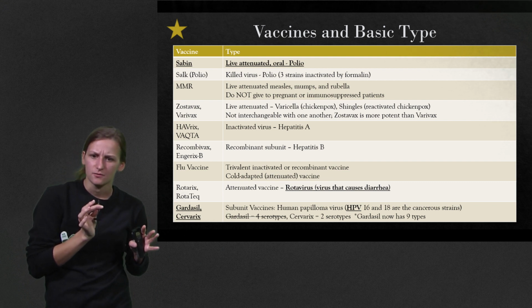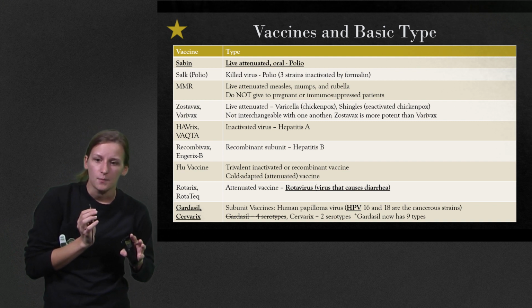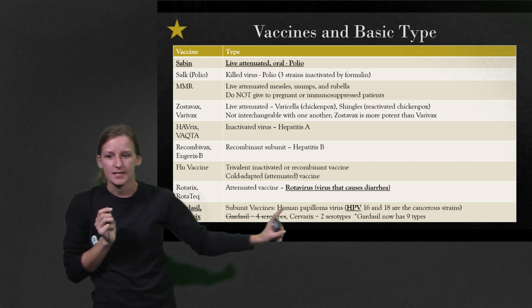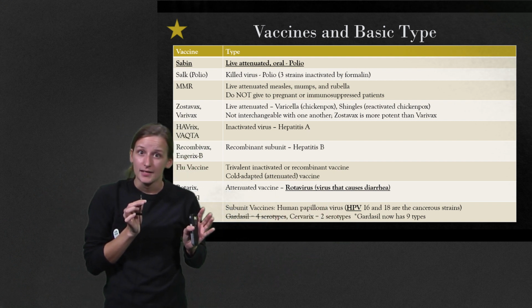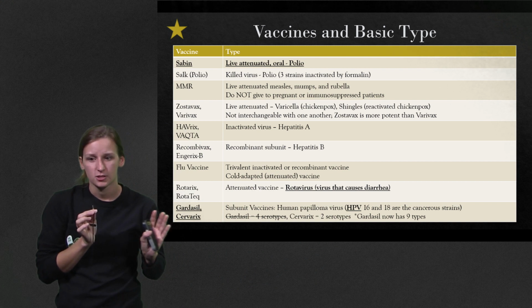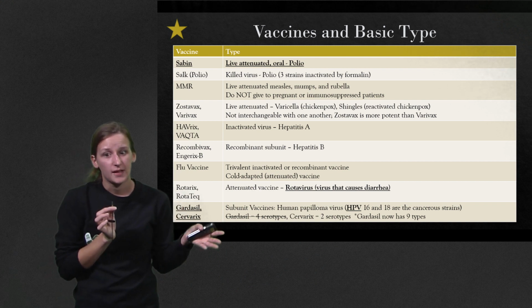Dr. Hodge hasn't really, well, I don't know if she updated her slides, I need to check back again, but Gardasil now has 9 types, so it's nonavalent. And then Cervarix has 2 serotypes, so these are used to prevent HPV.